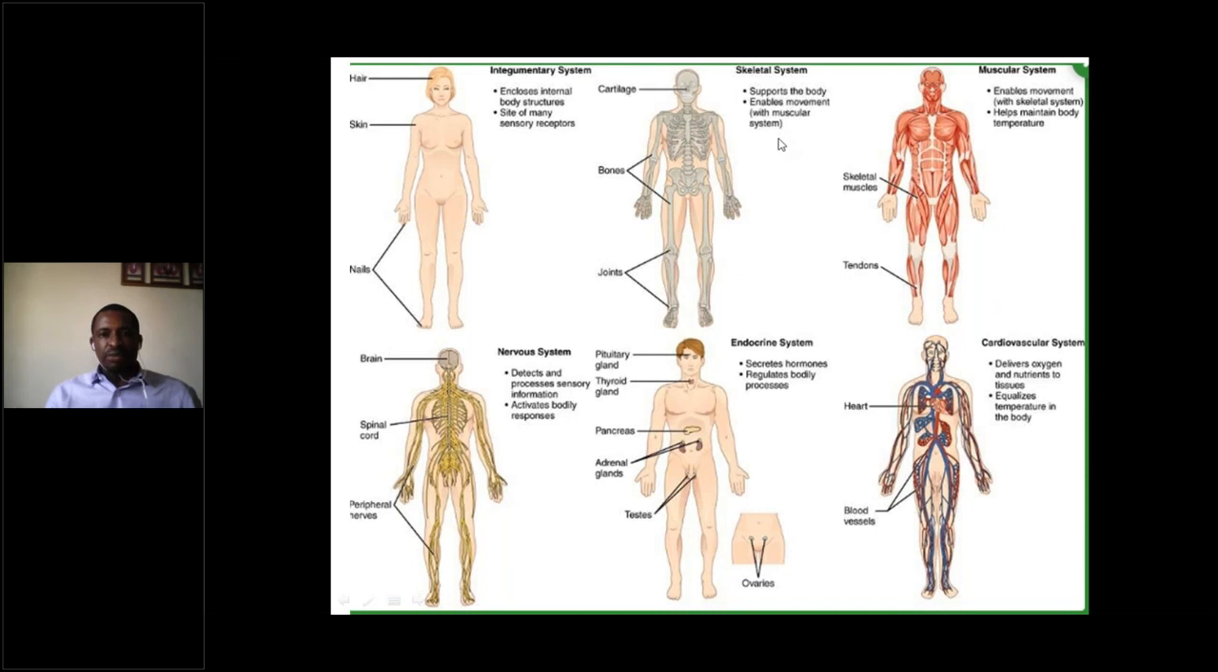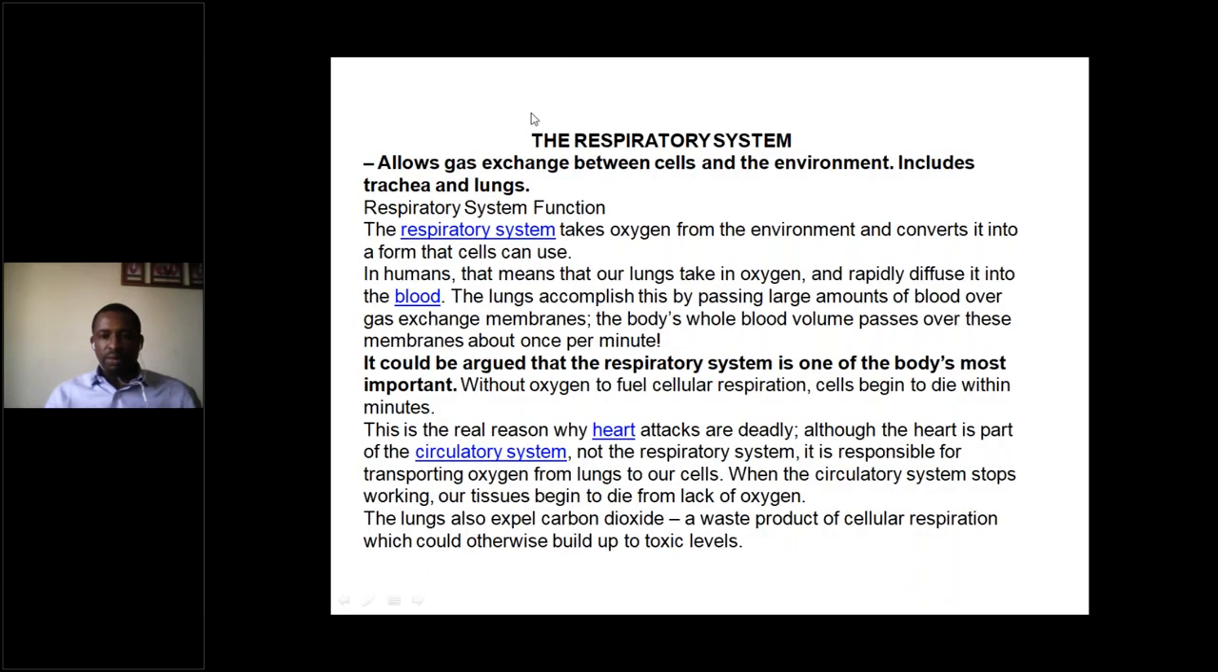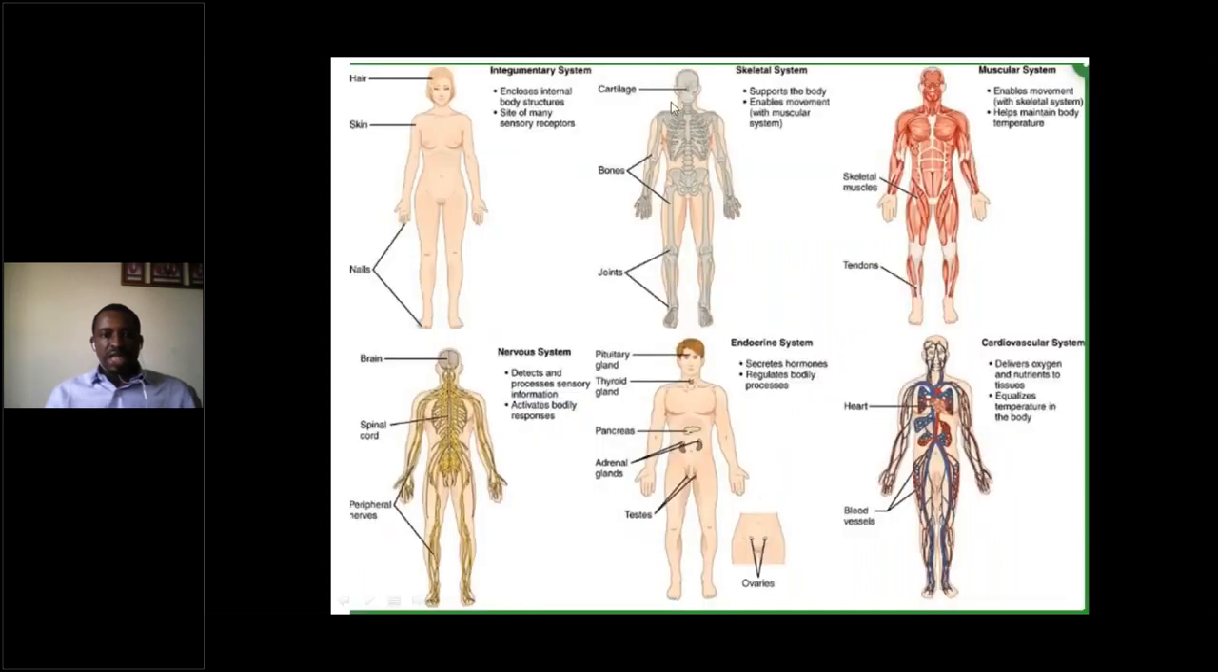So this is the skeletal system that supports and enables movement with the muscular system. You see the cartilages, the bones, and the joints. So these are the skeletal system. The muscular system also helps in movement and helps in maintaining body temperature. So the muscular system works together with the skeletal system. You have the skeletal muscle, you have the tendons, the ligaments, and all those things.